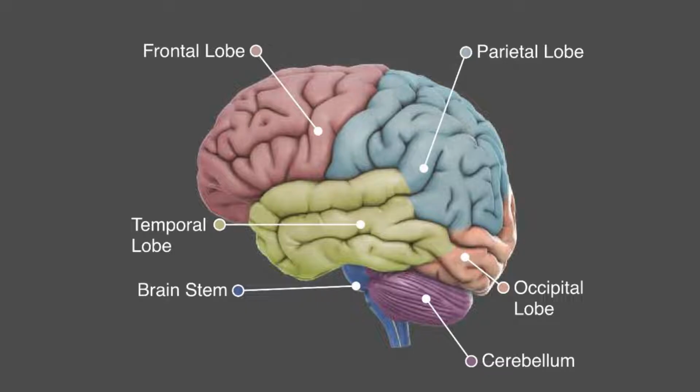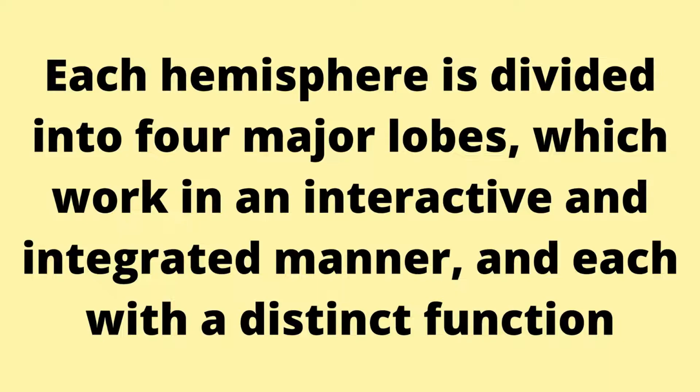So here I have the left hemisphere. In this hemisphere, you can see the frontal lobe outlined, the parietal lobe, the temporal lobe, and the occipital lobe outlined. And we know each hemisphere is divided into these four major lobes, which work in an interactive and integrated manner.